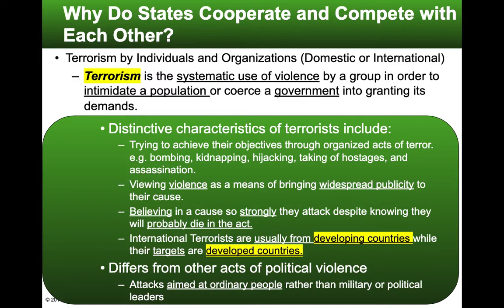They believe so strongly that they're willing to die for their cause. International terrorism is usually from developing countries, and targets are in developed countries. Modern-day terrorism is different than historical terrorism.